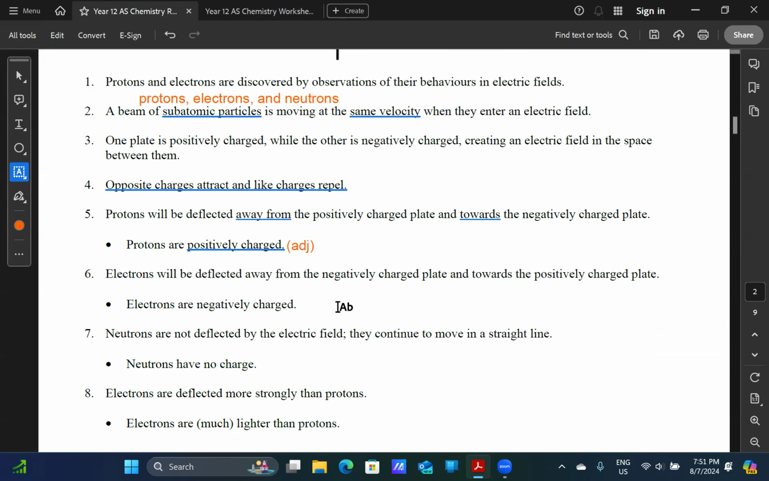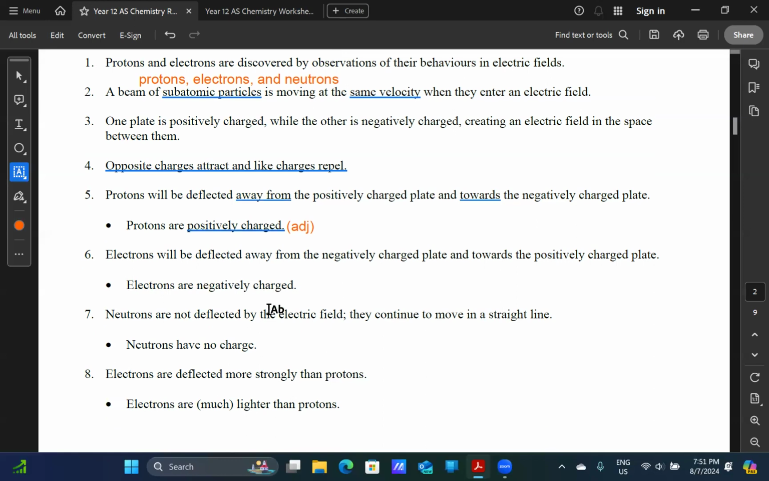Next part, number 6. Electron will be deflected away from the negatively charged plate because negative and negative repel. So electron will be deflected away from the negatively charged plate. However, electron will be deflected toward the positively charged plate. Positive and negative will be attracted. So electron will be deflected toward the positively charged plate. Electrons are negatively charged. We can conclude that.